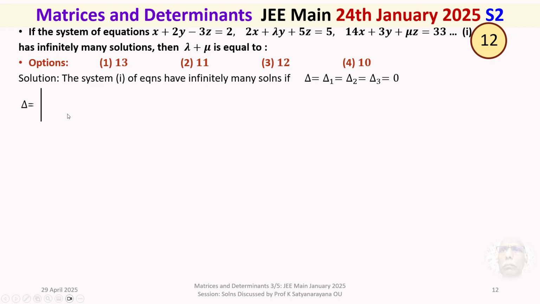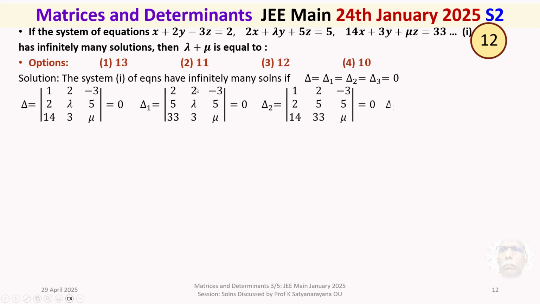Now, delta is the determinant of the coefficient matrix. Delta 1, it is same as the delta with the first column replaced by the values, that is 2, 5, 33. Delta 2, it is same as delta with the second column replaced by 2, 5, 33. Delta 3 is same as delta with the third column replaced by 2, 5, 33.